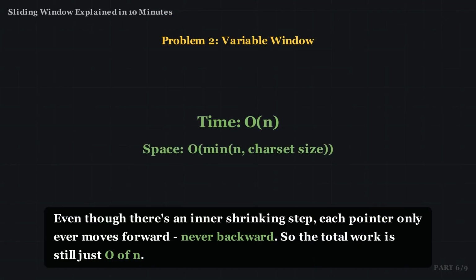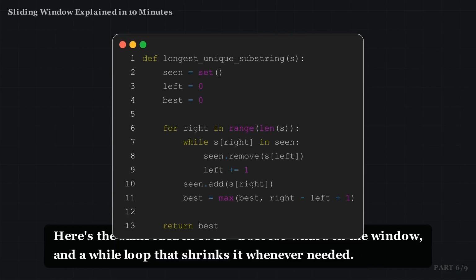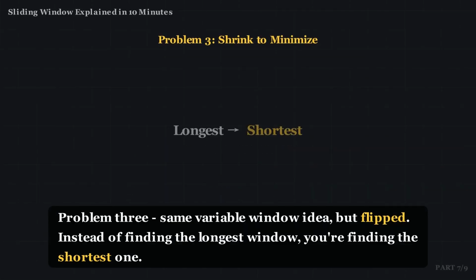Even though there's an inner shrinking step, each pointer only ever moves forward, never backward. So the total work is still just O of n. Here's the same idea in code: a set for what's in the window, and a while loop that shrinks it whenever needed. Problem 3, same variable window idea, but flipped.